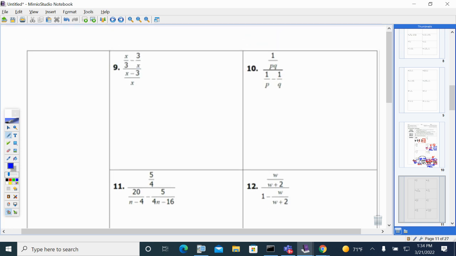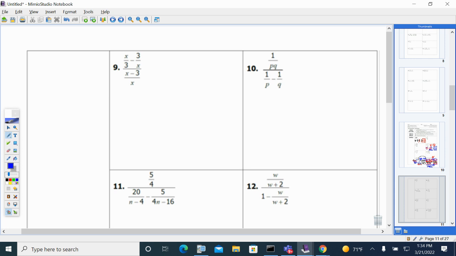All right. So that brings us to the second page. On the second page, what you're going to notice is inside these fractions, we don't have just single fractions. So look at number 9. The numerator has got 2. So in these complex fractions, what you have to do first is go to the side and figure out how to make those 2 into 1. And then do your keep it, change it, flip it.